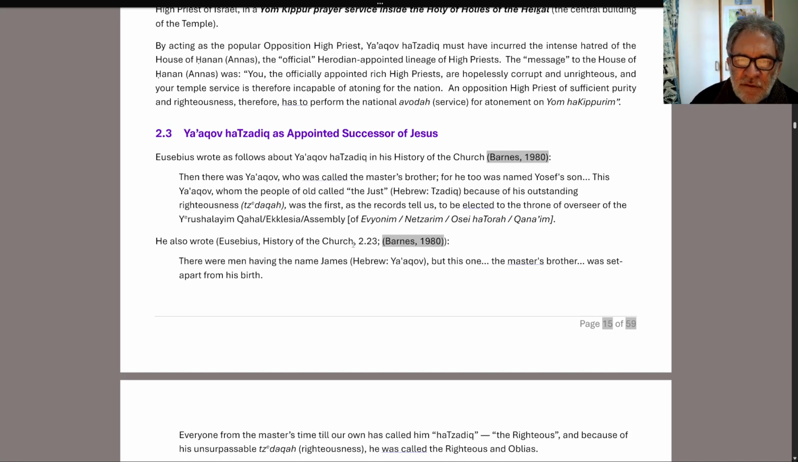Okay, this group is interchangeably called in their writings the Evionim, the Netzarim, the Osei HaTorah, as well as the Kanaim. Kanaim are people who have what is called Kinat HaTorah in their hearts. They are passionate and zealous for the Torah. This group is also called the Osei HaTorah, the workers or the doers of the Torah.